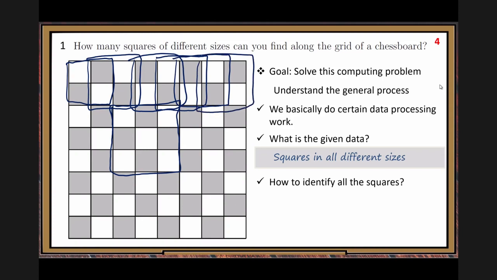How many of them in one scan? One scan like that. How many 2 by 2 squares from left to right? Can you see quickly? Count. 7. Okay? 7, not 8.